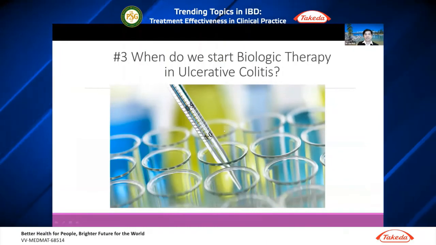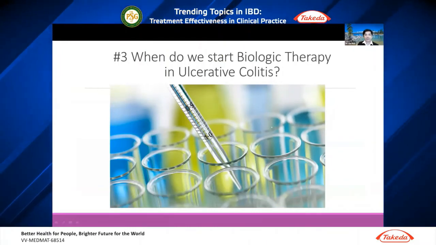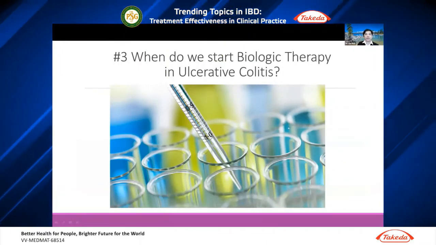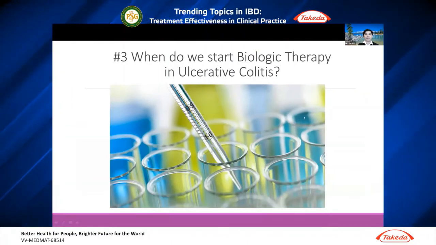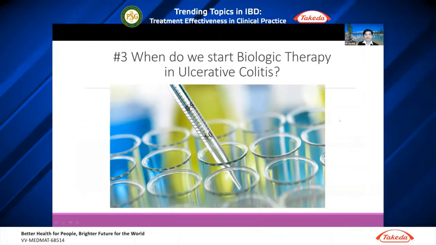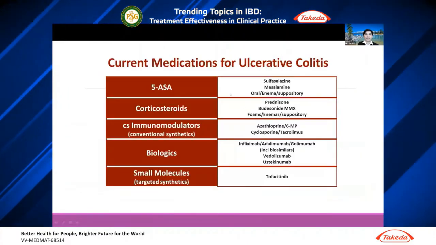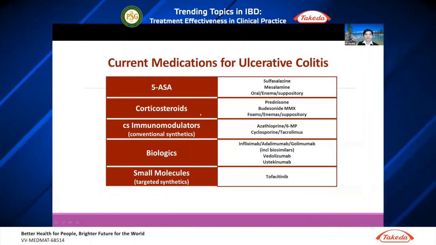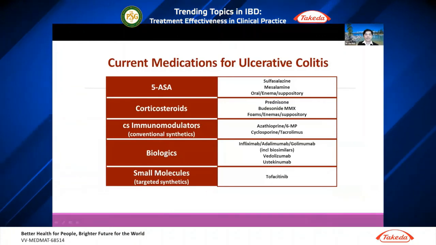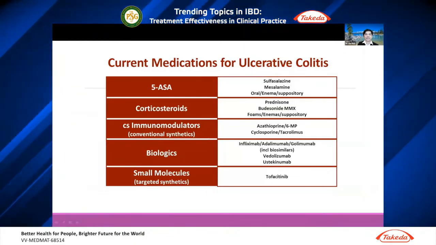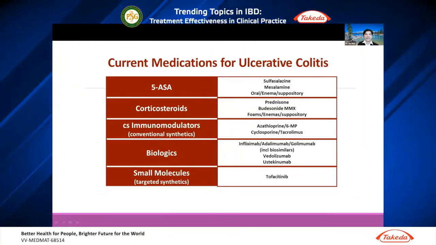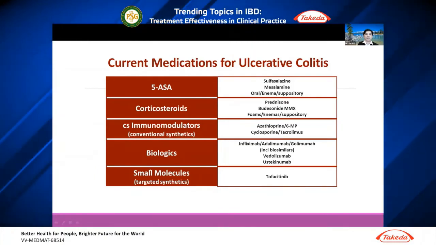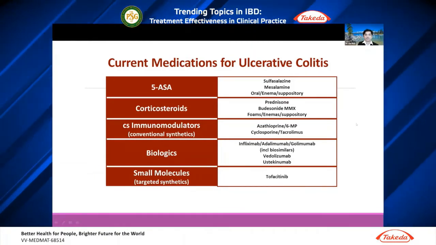Okay, the next question, which is probably the more exciting part, is when do we start biologic therapy in ulcerative colitis? Okay, these are the current medications for ulcerative colitis. You have the 5-ASA, the corticosteroids, and the immunomodulators. So these three are classified as conventional therapy. And then you have the biologics, and now we also have small molecules.